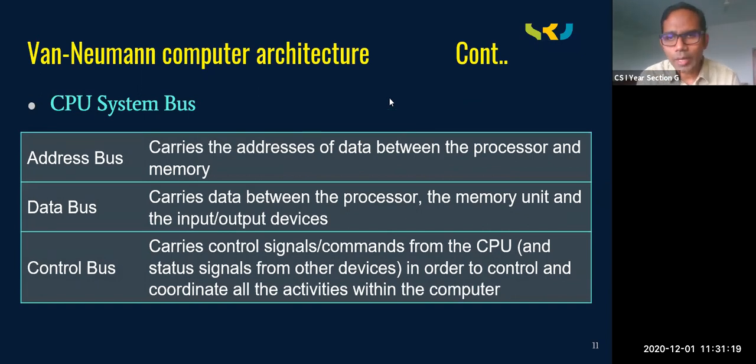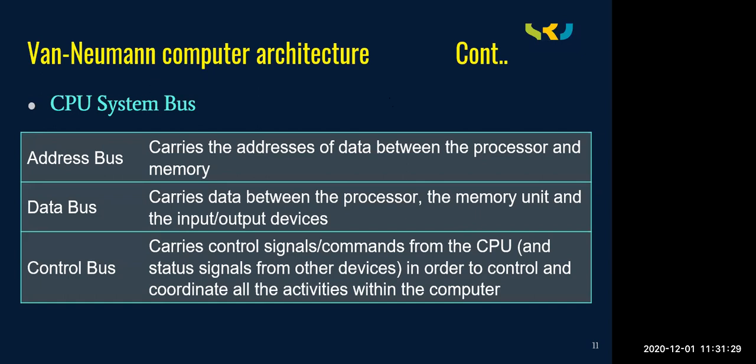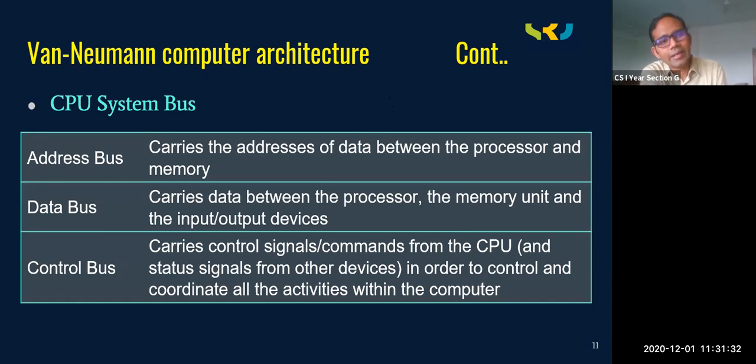Now coming to the address bus. By its name, it carries the address of the data between the processor and memory. In other words, this is connected to the MAR, the memory address register. And what else may it be carrying? It may be carrying program counter data, the address. Maybe the CIR, the current instruction register, also has an address. So all the addresses are moved between the processor and memory using the address bus.